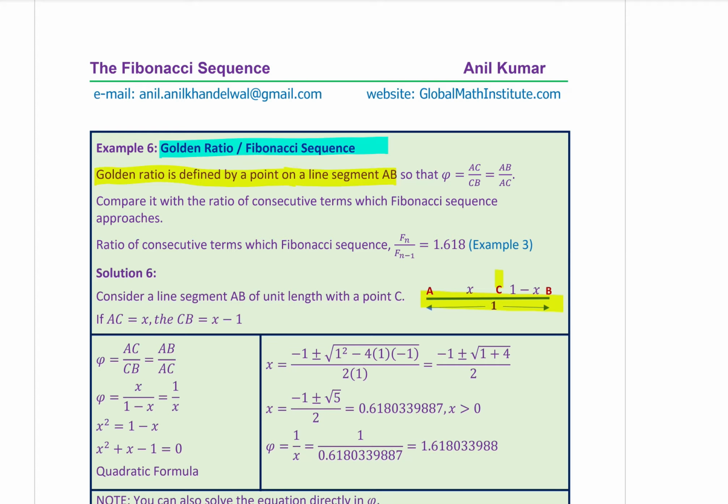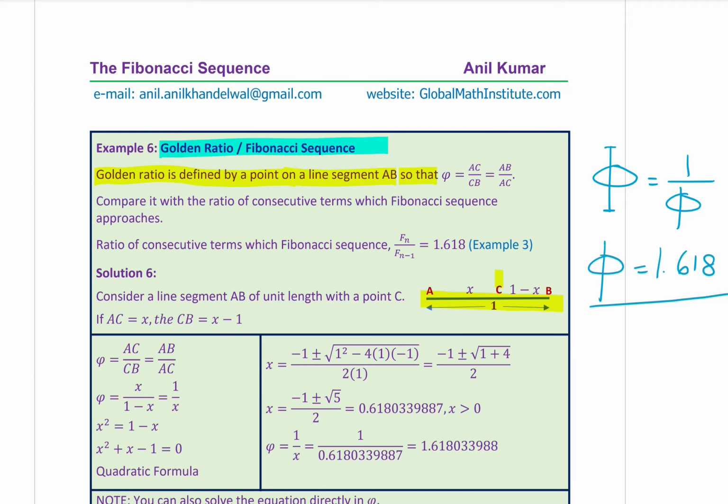Golden ratio is defined by a point on the line segment AB so that phi, now phi is always used as a symbol for golden ratio, okay? So we use the capital and the lowercase also. The lowercase is used for the golden ratio directly, and the capital one is 1 over phi, right? So we have two phi's which we normally use. The capital phi is normally equal to 1 over phi, and the golden ratio when we talk about is phi, which is 1.618 approximately, correct? So that is the ratio which we are looking into.